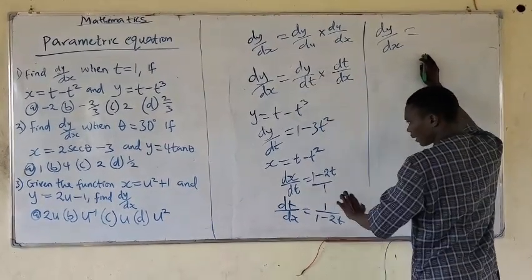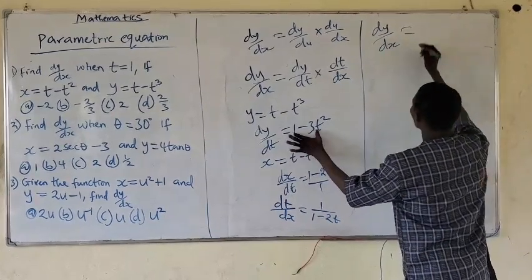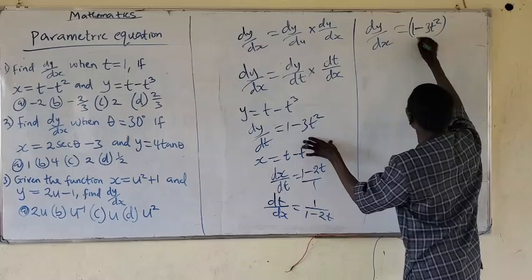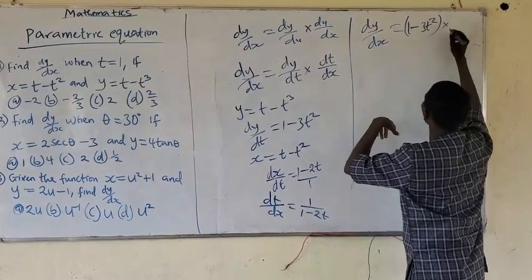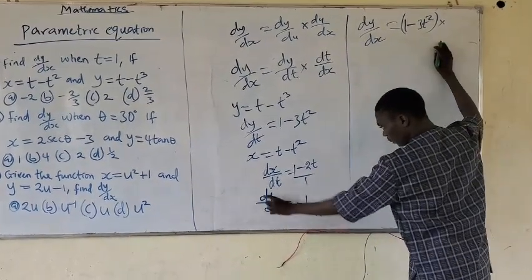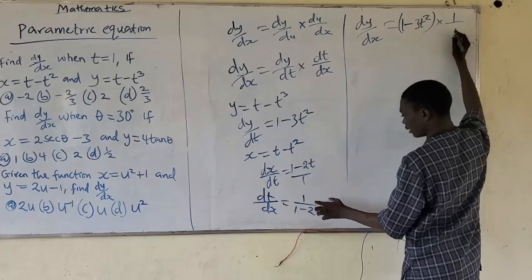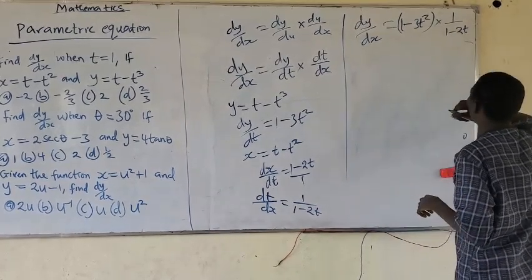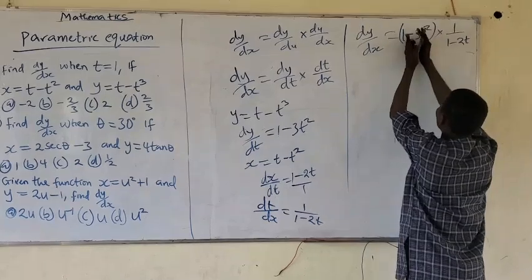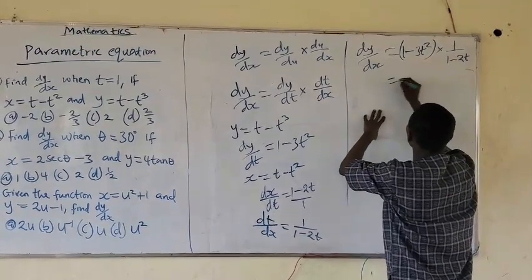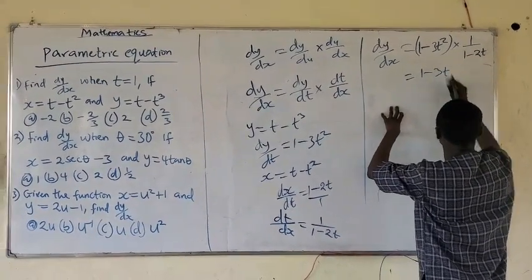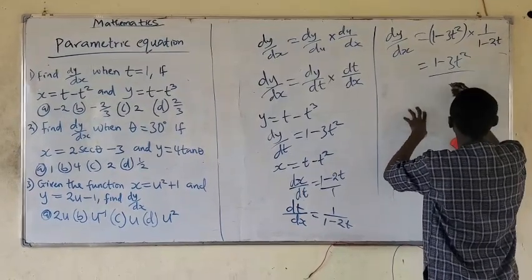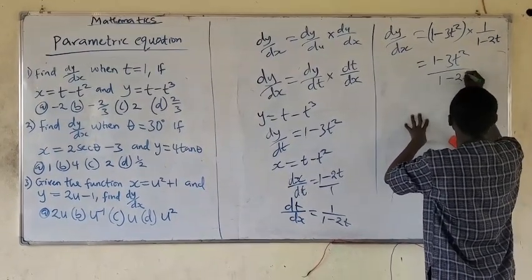the dy/dt. What is our dy/dt? Our dy/dt is equals to what? 1 minus 3t squared times dt/dx. Our dt/dx is equals to what? 1 over 1 minus 2t. So if I use this one to multiply this, it will still give me this. Here I have 1 minus 3t squared over 1 minus 2t.